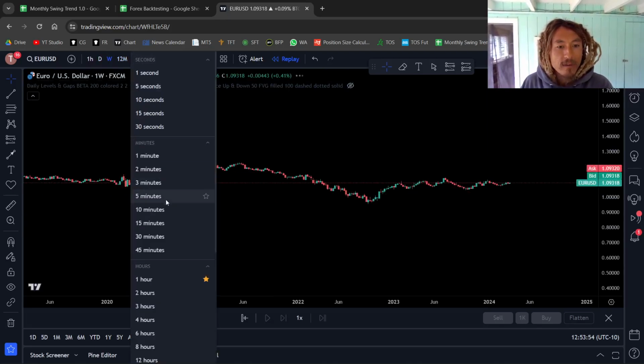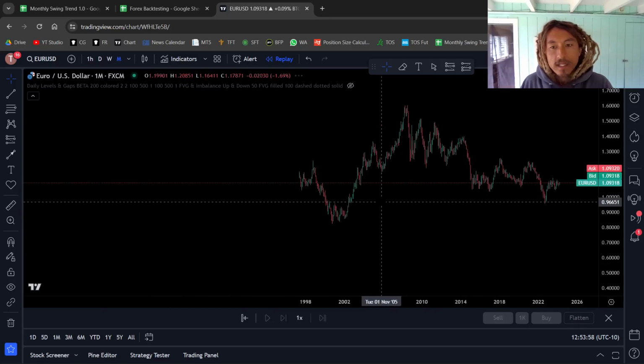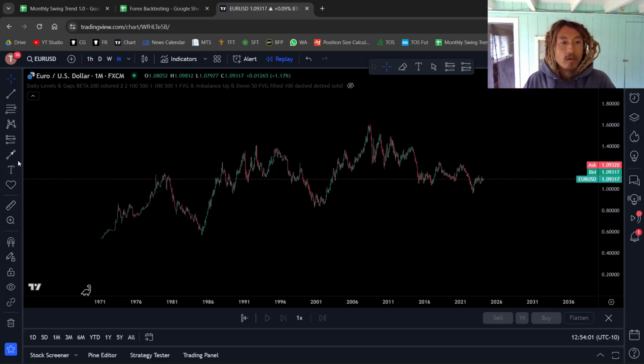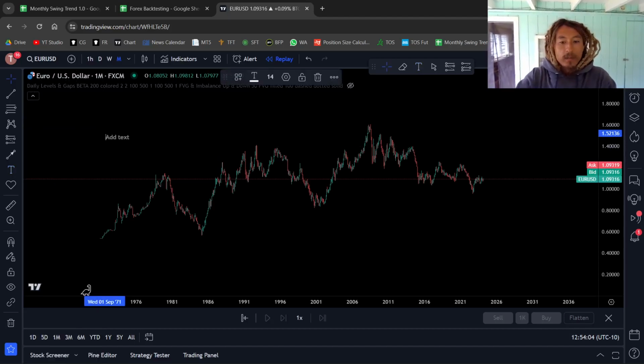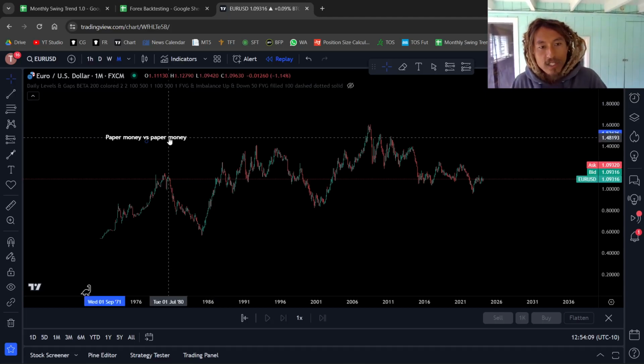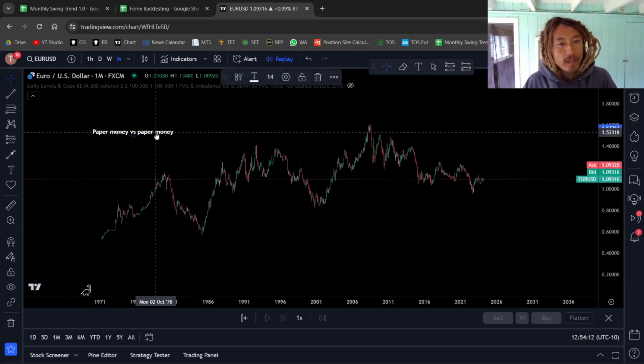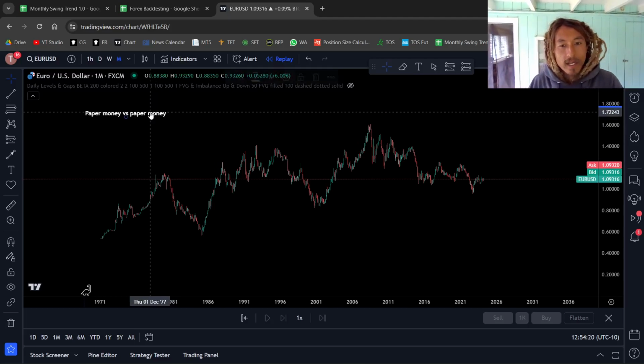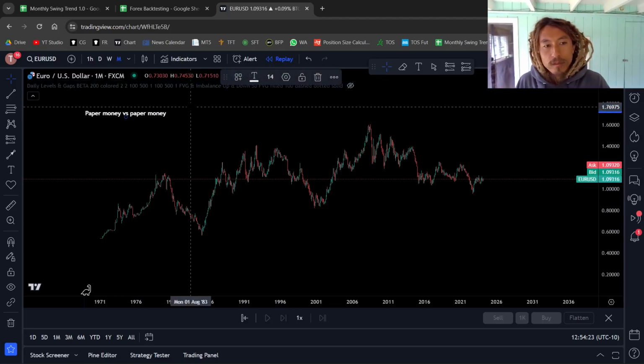Why is Forex different from the risk market, risk asset market? Well, one is it's paper money versus paper money. What does that mean? Well, Euro USD, they adjust interest rates versus each other, right? Both monetary supplies are expanding over time at a similar rate. So there's no reason why one should go to the moon.